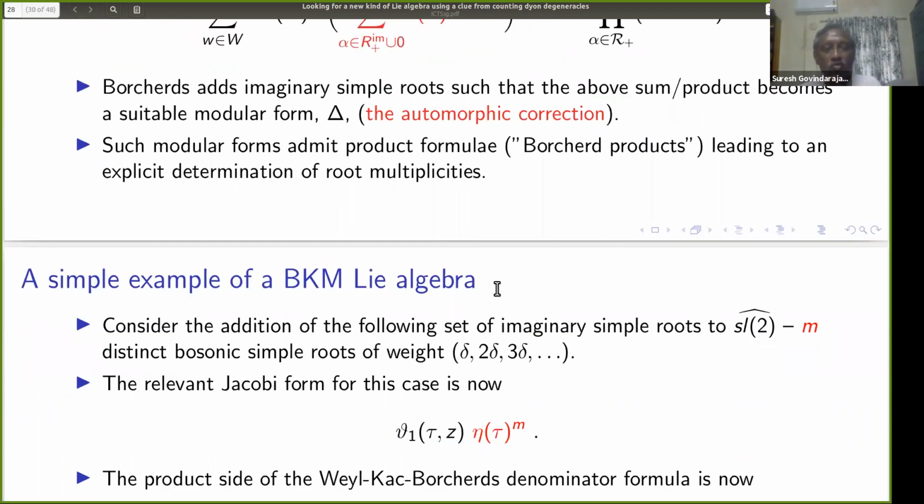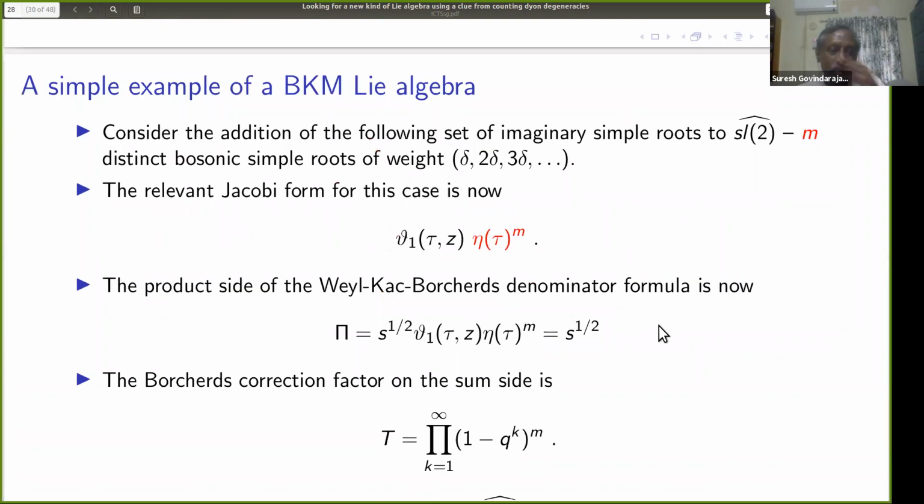So let's now do a simple example of a BKM Lie algebra. Consider the addition of the following set of imaginary roots to SL2 hat: M distinct bosonic simple roots of weight delta, 2 delta. So there's already one delta which is not a simple root, but to that you add M extra roots with the same weight, but they are now simple. Now the relevant Jacobi form is theta 1, but for every one of these M, I put an eta of tau to the power M. So now I get a Jacobi form, and eta has a product formula, as does theta 1.